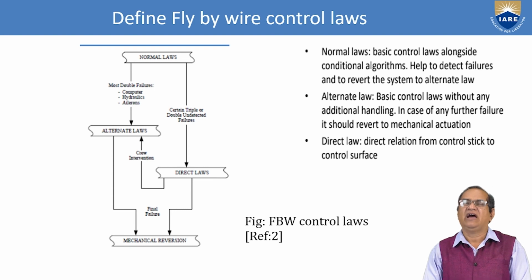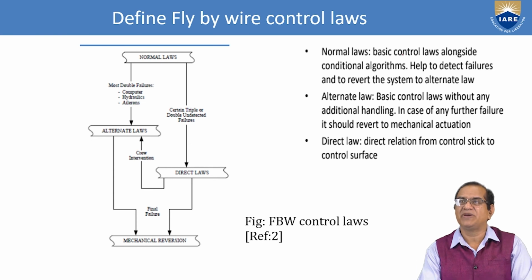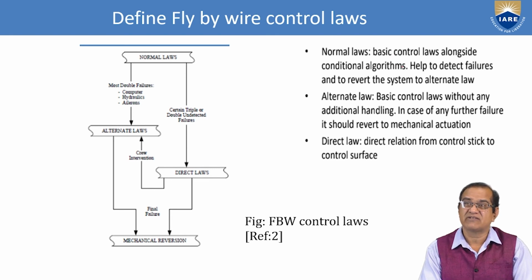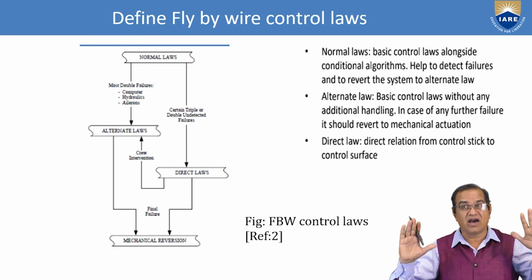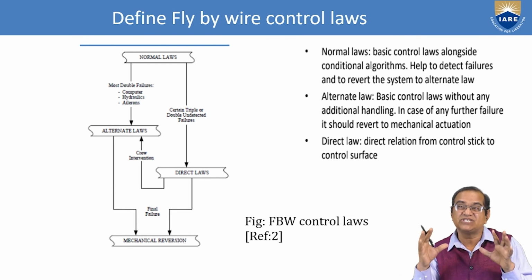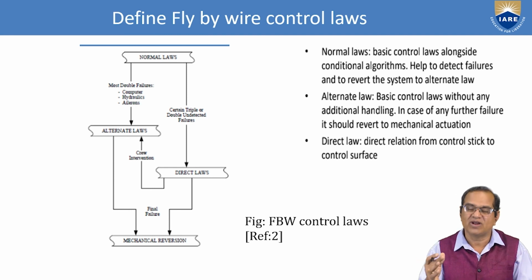Define fly-by-wire control laws. Here we have the three laws. Normal laws, called basic control laws, alongside conditional algorithms, help to detect failure and to revert the system to alternate law. So it will work in the normal law under normal conditions. As and when some problem happens, the algorithm will convert the normal law to the alternate law, and it will work in the alternate law.